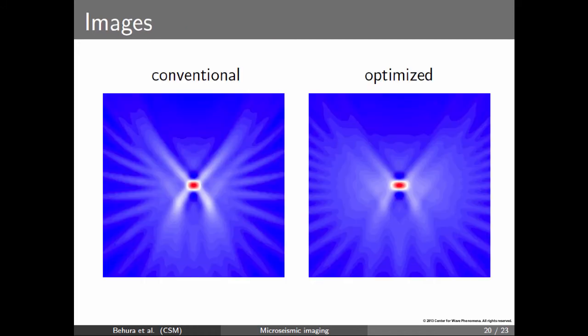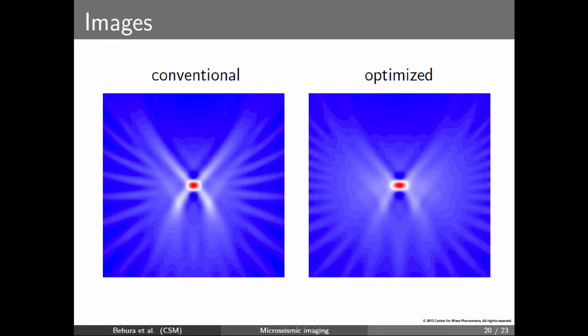And here is the comparison of the images obtained from the two surveys. On the left is the image obtained from the conventional 2D array, where the receivers are equally spaced on the 2D line, and on the right is the image obtained from this optimized 2D array. And you can see that this resembles the cartoons that I showed earlier. The conventional array eliminates certain angles preferentially, whereas the optimized array is more evenly spaced in illumination.